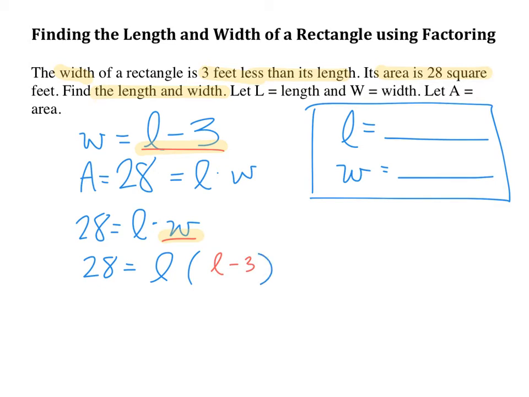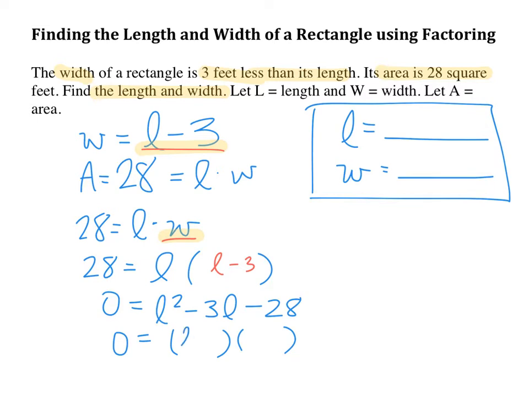From there, I'm going to solve this how we did in the last video. I'm going to multiply it out, put everything on one side, and then factor to solve. L times L is L squared. L times negative 3 is negative 3L. And I'm going to move this 28 to the other side, so I subtract 28. So I have 0 is equal to L squared minus 3L minus 28. This one's actually easy to factor, thankfully. 0 equals the factors of 28 that will give me a difference of 3, which are 7 and 4, where the 7 is negative.